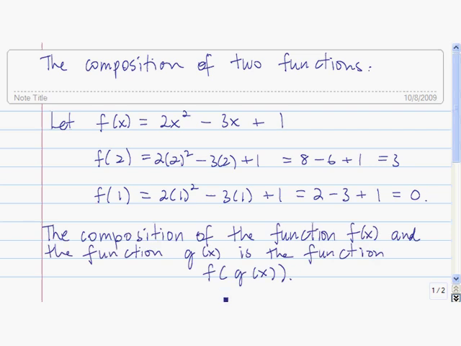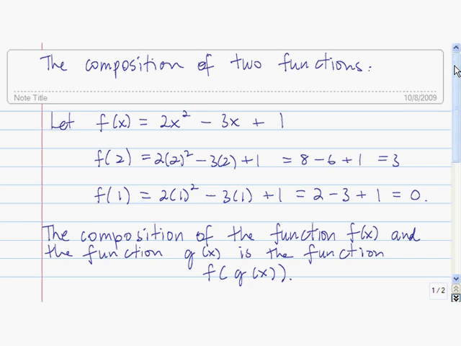All right, that leads me to defining what is meant by the composition of two functions. The composition of the function f of x and the function g of x is another function f of g of x. So I take the function g of x and it becomes my input for f. So rather than having a number as your input for f, you're going to have an entirely different function.